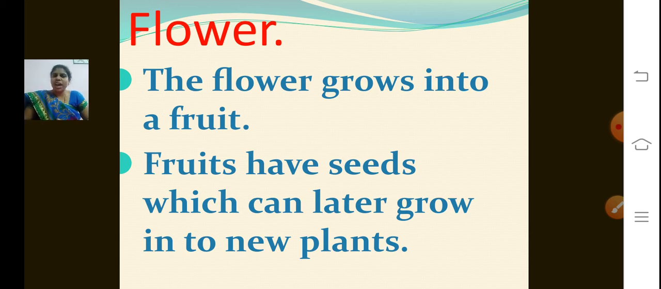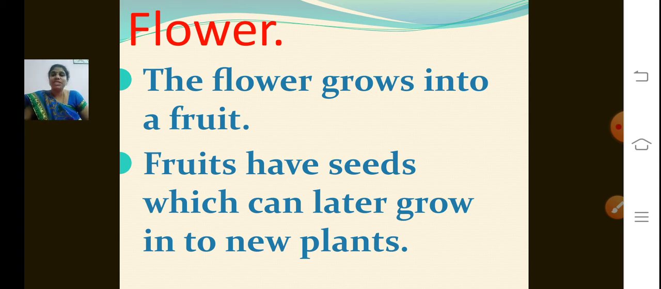So fruit, have you seen seeds in the fruit? Yes. We have seeds in the fruit, right? These seeds can later grow into a new plant. If you just throw the seeds in the ground, what will happen? It will grow into a new plant.